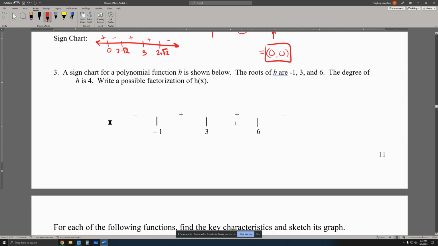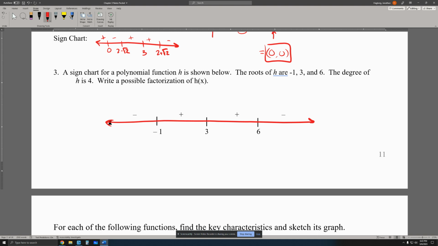All right. So number 3, a sign chart for polynomial h is shown below. The roots are -1, 3, and 6. The degree of h is 4, right? A possible factorization. I'm not sure what happened with the formatting here, but this is a sign chart. So I'm just going to go ahead and draw that number line in.